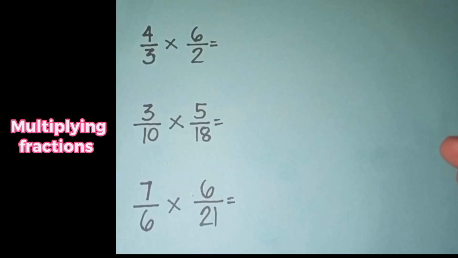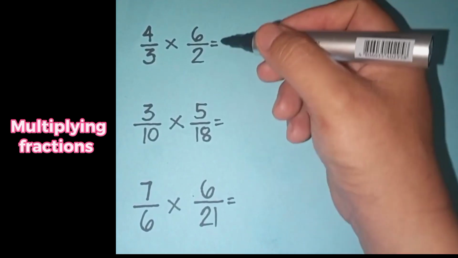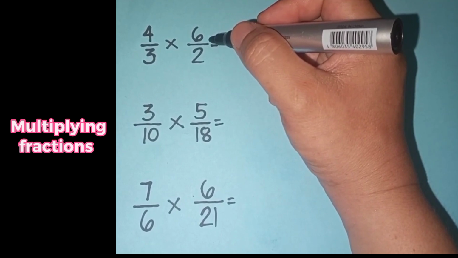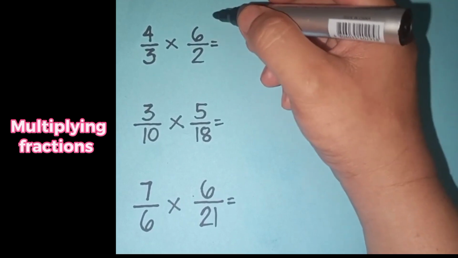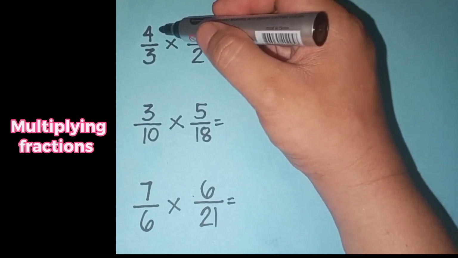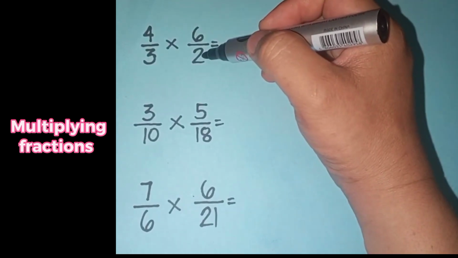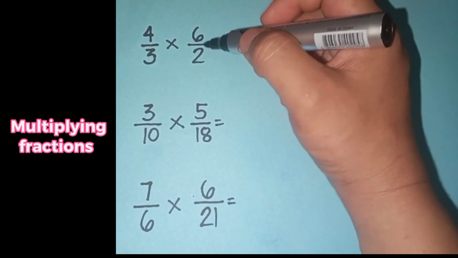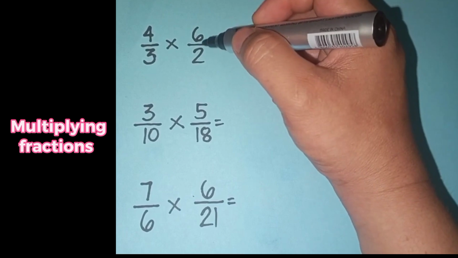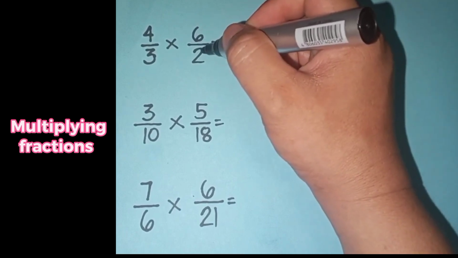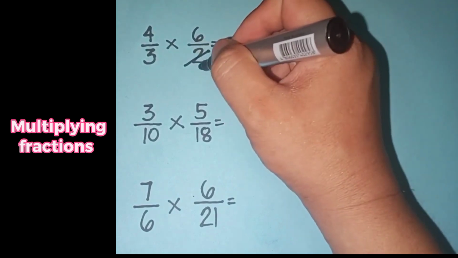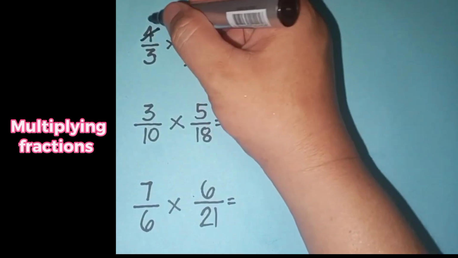For today's video, we have to multiply fractions. So number one, we have there 4/3 times 6/2. So first, we have to divide out those factors that are common in both the numerator and the denominator. As we can see, we have here 4 and 2, which have this common factor, or the GCF, the greatest common factor. So 4 and 2, we have to divide out 4 and 2. How many 2 in 2? So we have 1. How many 2 in 4? So we have 2.